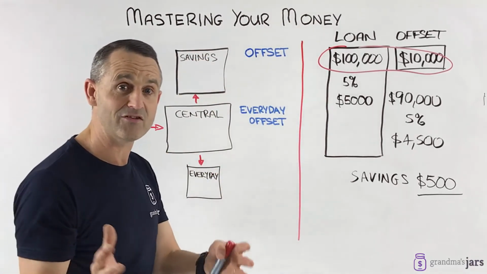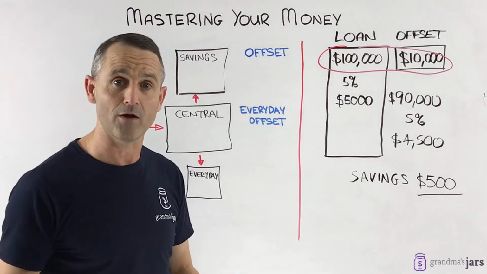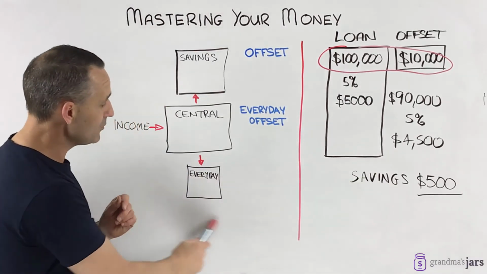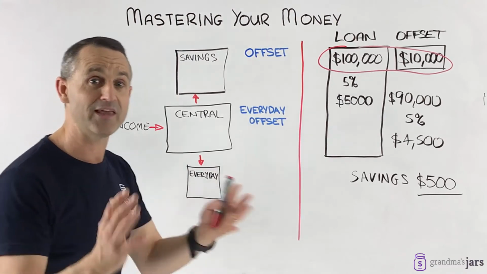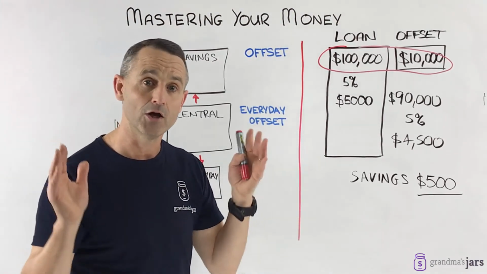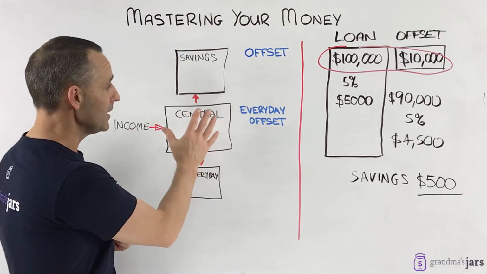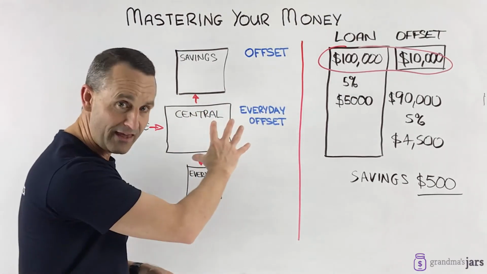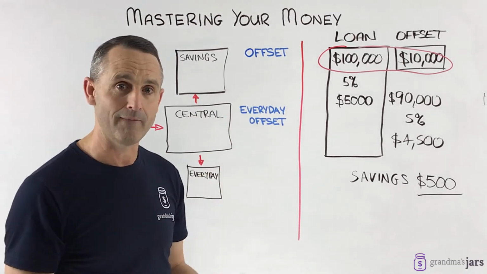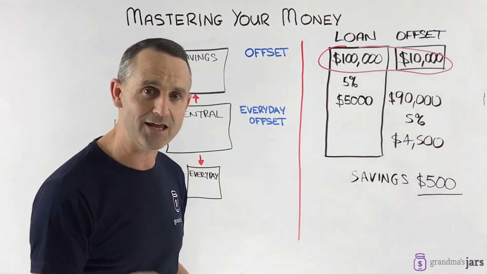In some cases, they'll actually allow you multiple offset accounts, and it may even be that you can squeeze in an offset account as your everyday spending as well. If you can do that, fantastic, do it. If the only one that you can get is an everyday offset, then get that one as your central account. But where possible, take advantage of it.